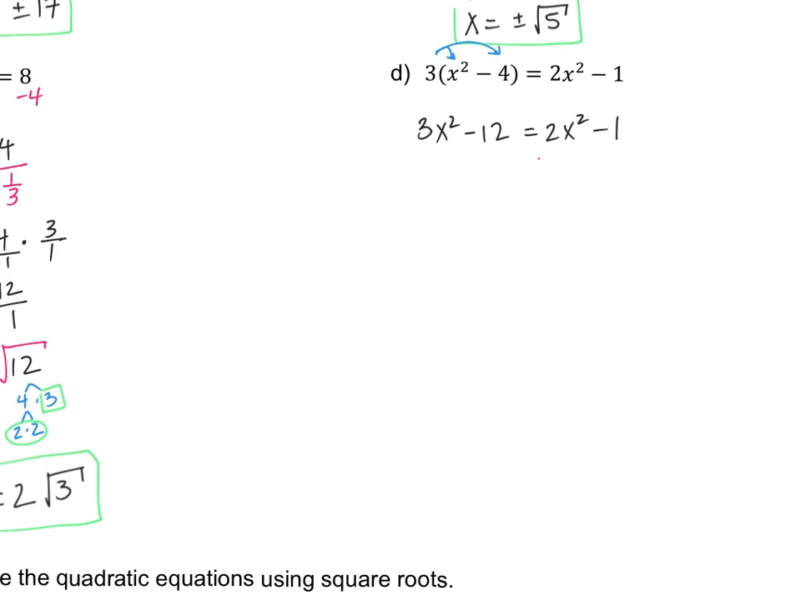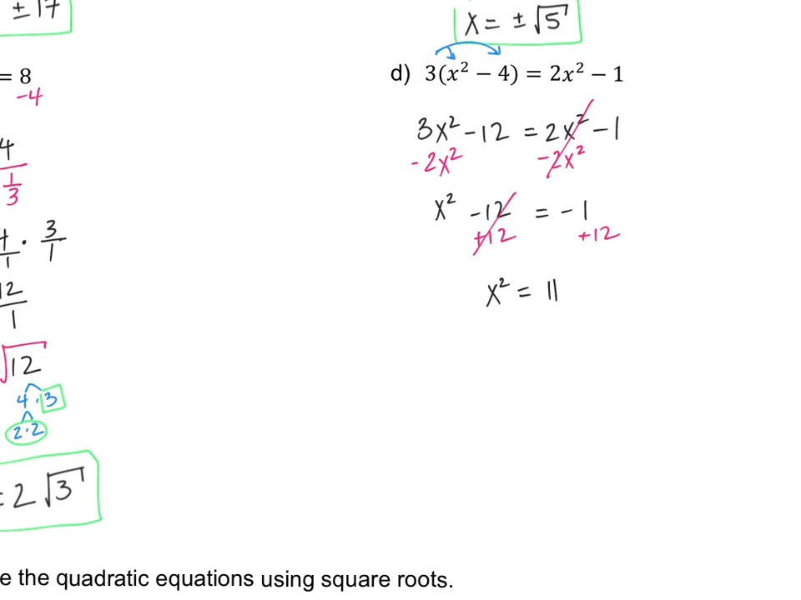I'm going to move the 2x squared to the other side. It doesn't matter which side you move it to, but I'm going to try to move it to one side. And so 3 minus 2 gives me 1x squared, or just an x squared. Bring down the 12 and bring down the negative 1. And now I can move the 12 over to the other side, so I can try to make this where x squared is by itself. So the goal generally is to try to get the x squared by itself. So negative 1 plus 12 is going to give me 11.